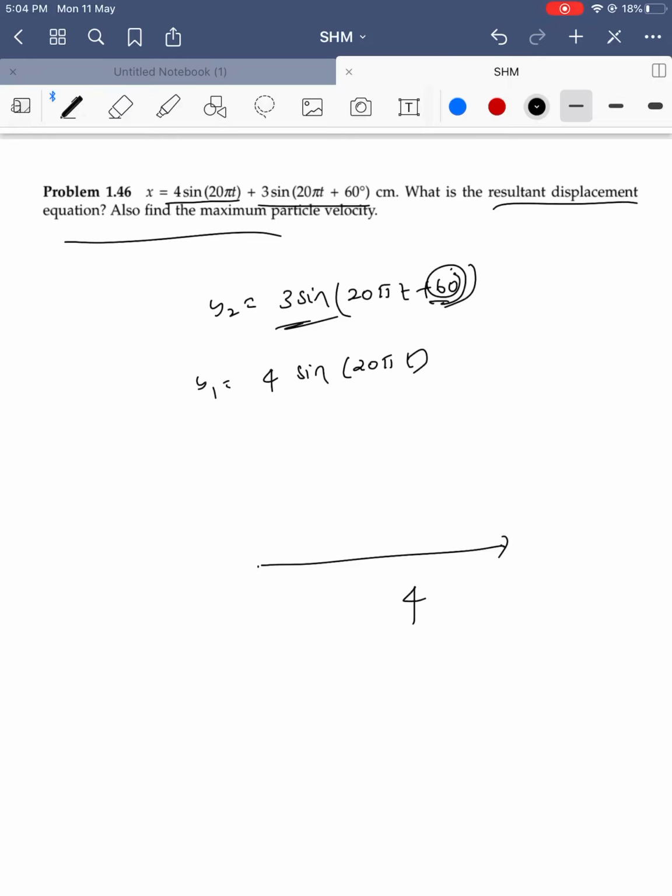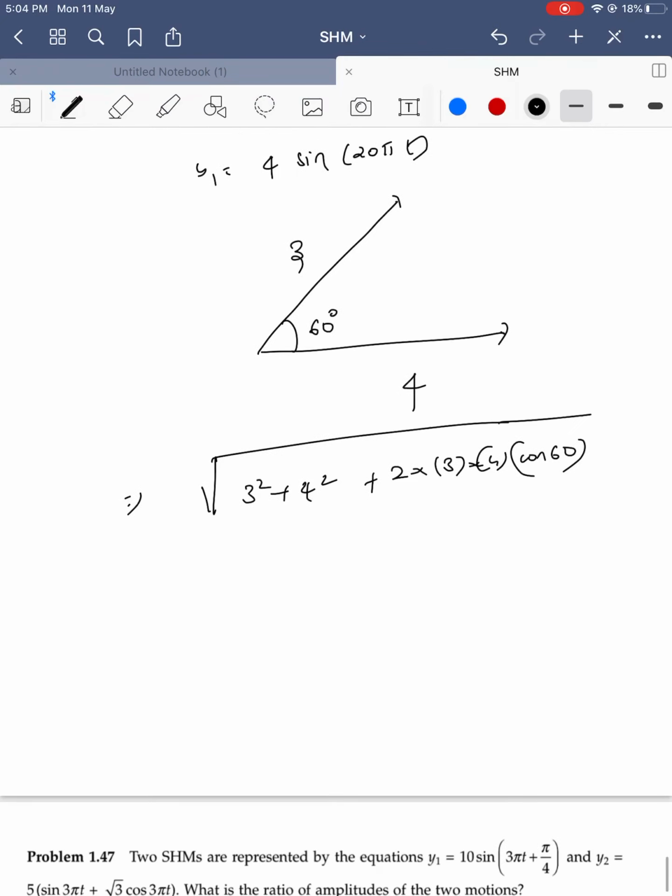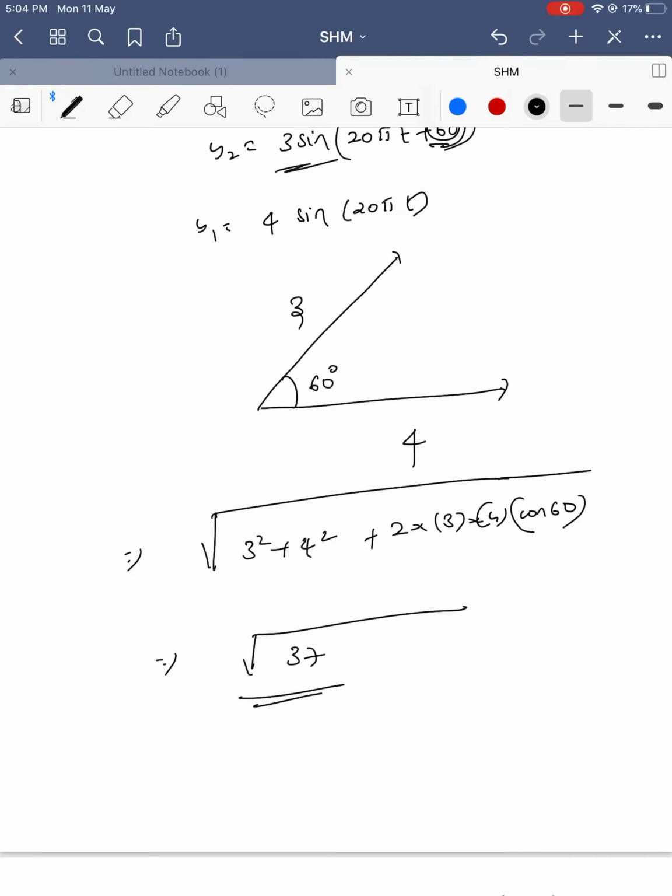The angle is 60 degrees, and here the value is 3. So the resultant is equal to the square root of 3 squared plus 4 squared plus 2 times 3 times 4 times cos 60. That is the square root of 9 plus 16, which is 25, plus 24 times cos 60. Cos 60 is 1 by 2, so 25 plus 12 is 37. So this is the value of the resultant.